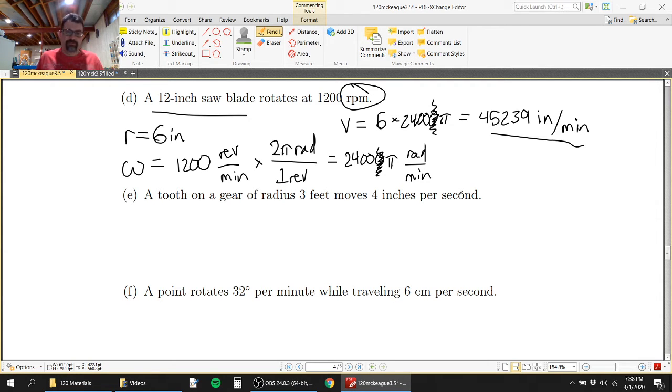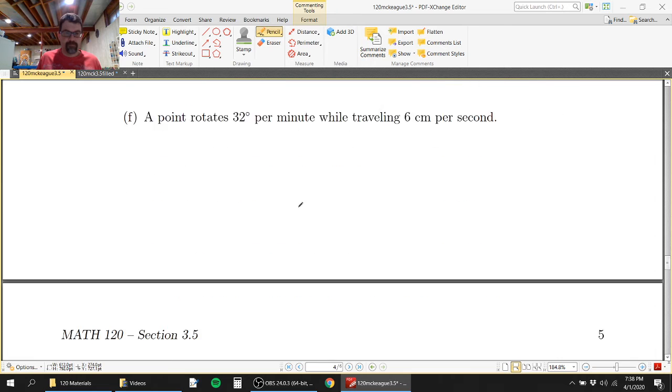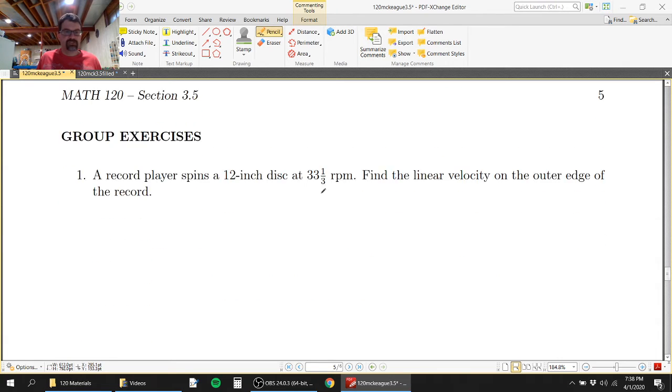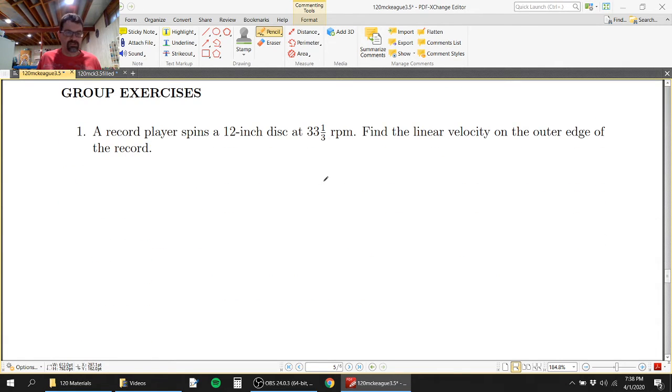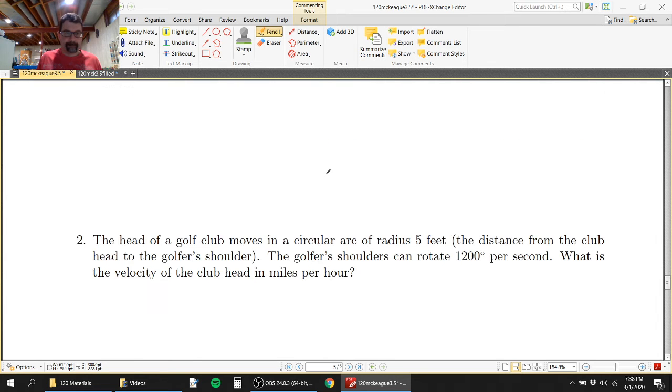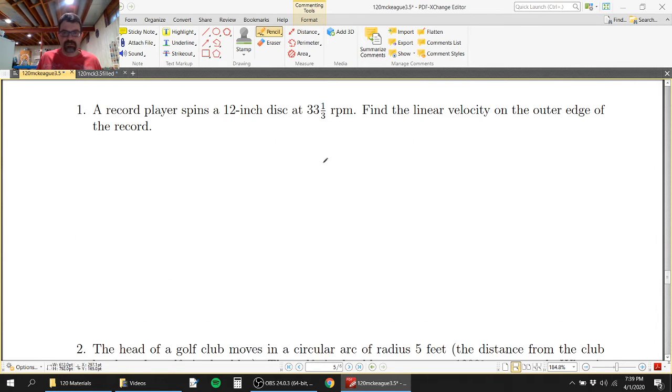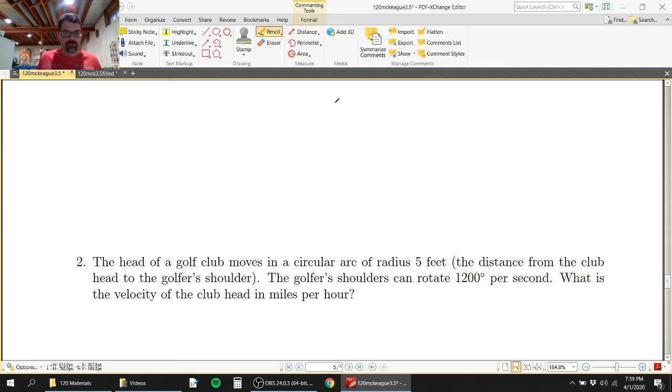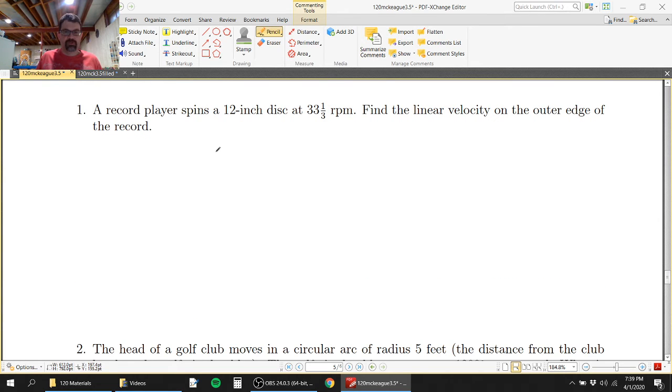All right, E and F, I will let you look at those on the filled-in document. Give them a try first, possibly. The last 2 pages are the group exercise pages. I think I'm gonna let you do number 2. I'm gonna just look at number 1 and get that set up.